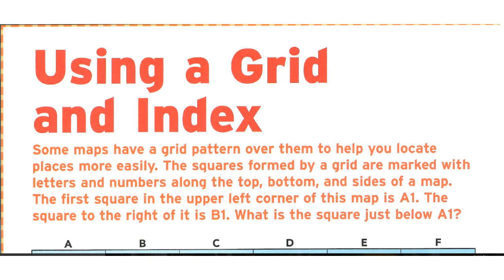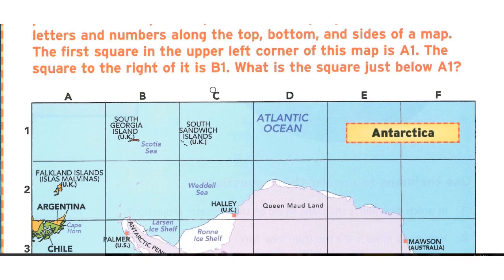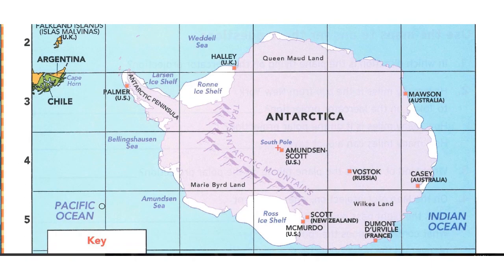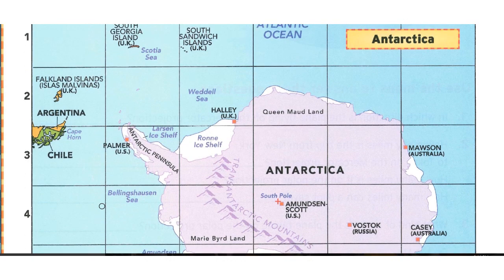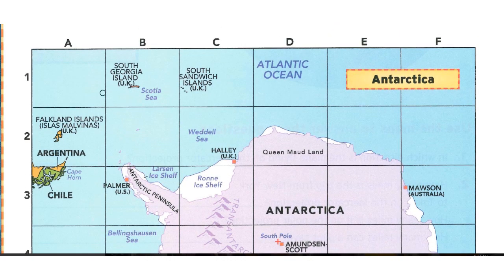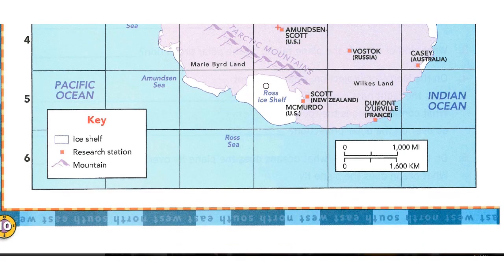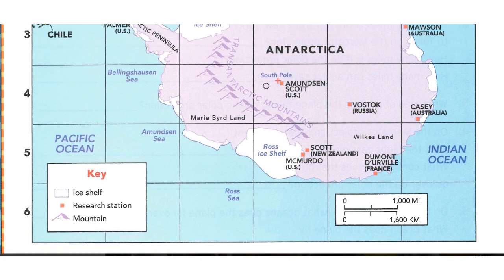What square would be just below A1? Well, here's A1. I would say it's A2. So this is a map of Antarctica, and we can see that we have a very simple grid over this map. A, B, C, D, E, and F along the top. 1, 2, 3, 4, 5, and 6 along the left side.